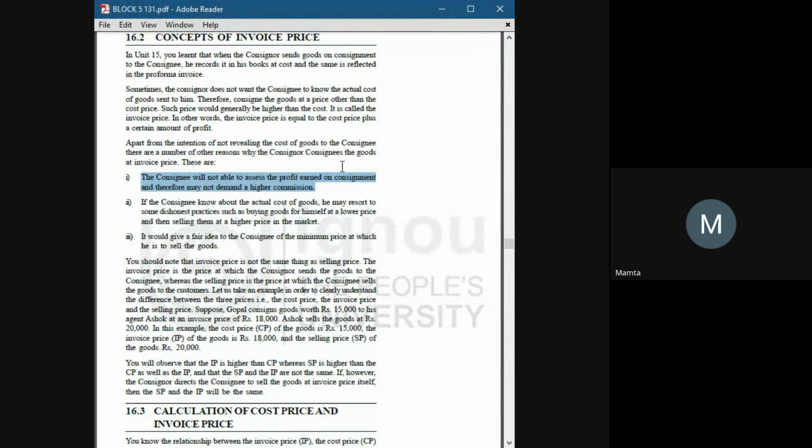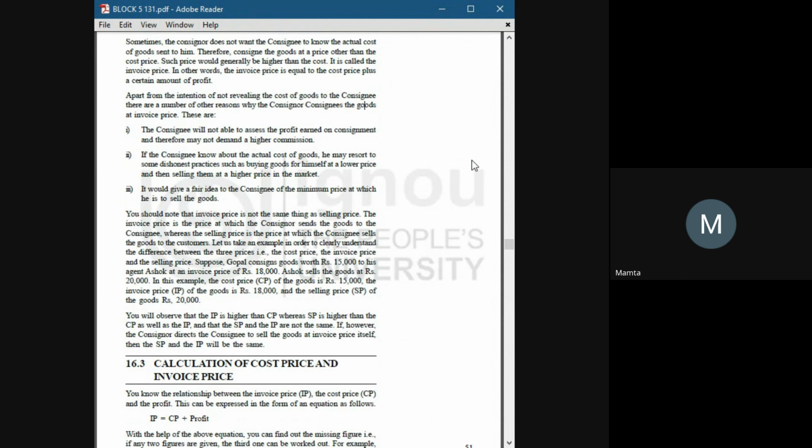If the consignee does not know that our real cost price was 100, and we are generating a profit of 20 on each unit without giving the information to the consignee, it means the consignee is not entitled to any commission on that 20 rupees margin we have just created.